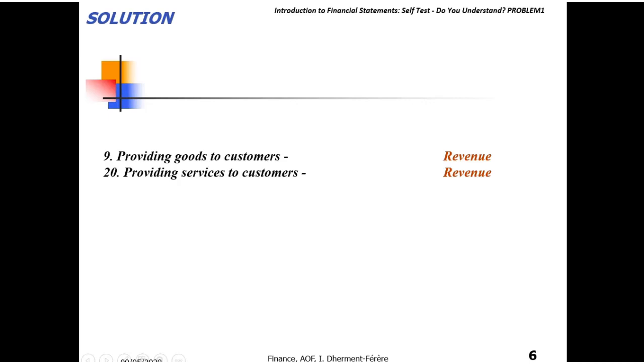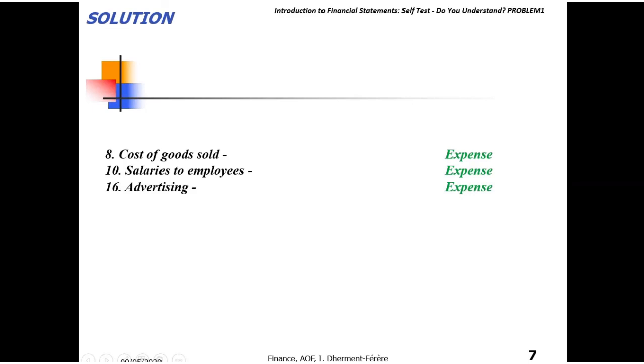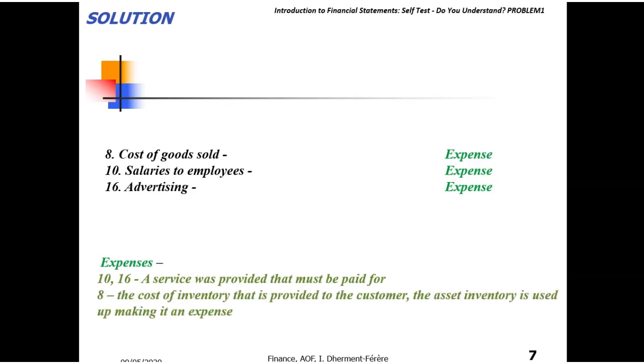For revenue, 9 and 20, providing goods and services to customers. Expense. For 10 and 16, a service was provided that must be paid for. For 8, the cost of inventory that is provided to the customer. The asset inventory is used up, making it an expense.